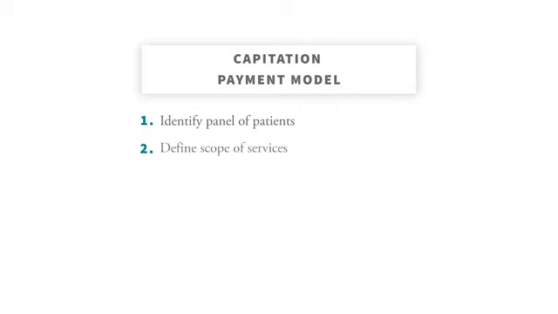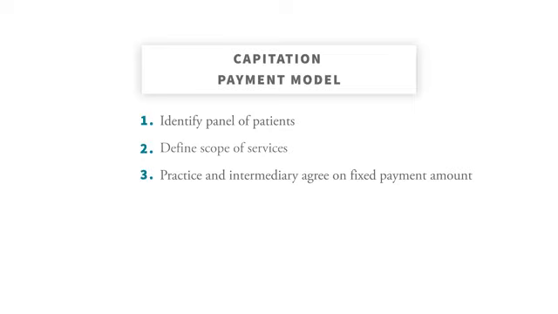For example, for a primary care practice, we might say the scope is outpatient primary care services, meaning office visits and services provided in the office, but excluding inpatient care or procedures or tests that would need to be done outside the office. Then the practice and the intermediary agree on a fixed payment amount per panel patient per time period, which is commonly a month, to cover all the services falling under the arrangement.